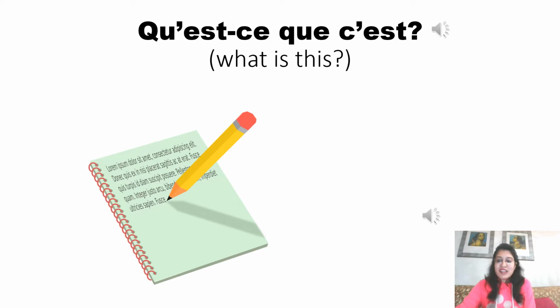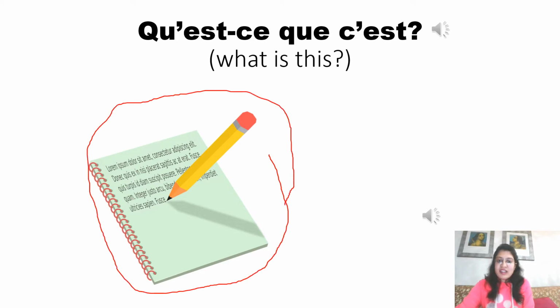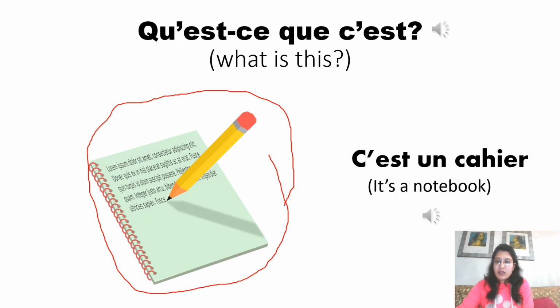Now how will you say that this is a notebook in French? You will say c'est un cahier, c'est un cahier. Now look at this phrase, c'est un cahier. First I will tell you it means it's a notebook.